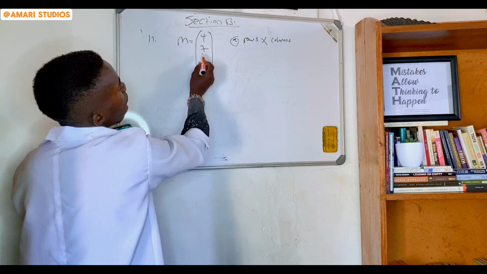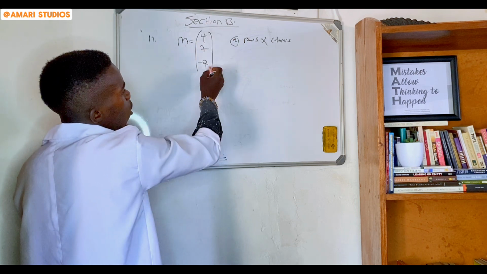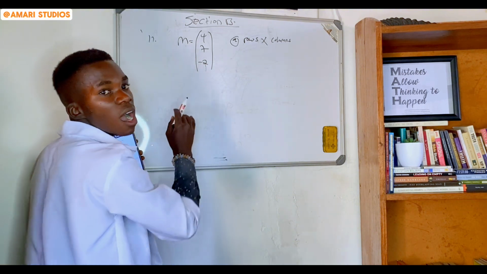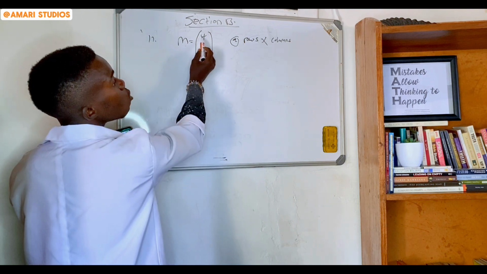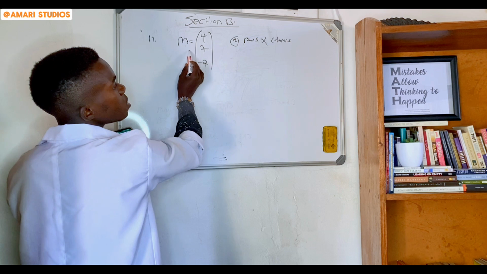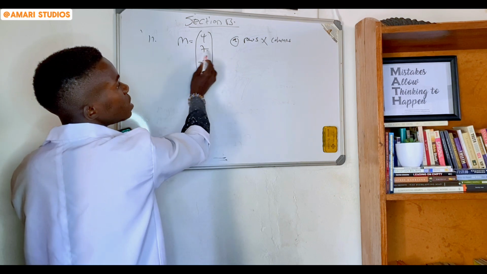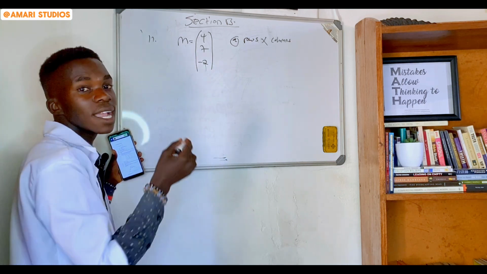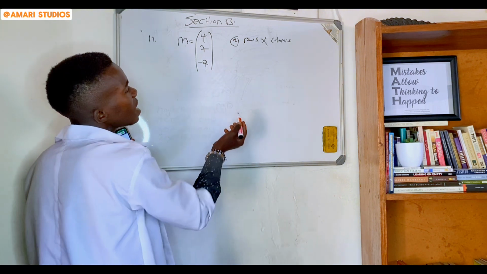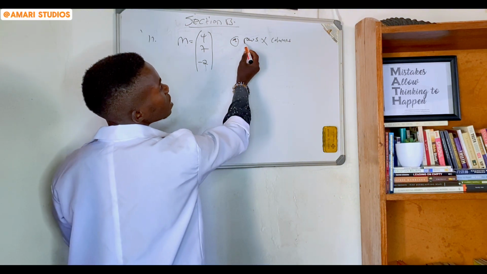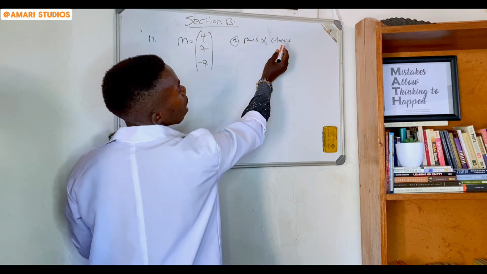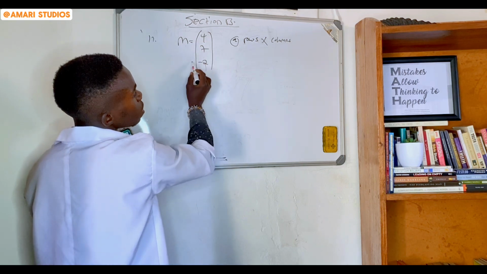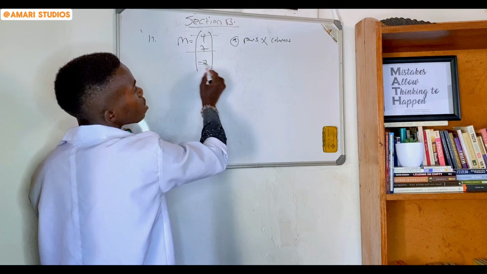Now as you can see, we only have one column. All these numbers are arranged in one column, and they are arranged in 3 rows. The first row contains 4, the second row contains 7, and the third row contains -2. The order of a matrix is determined by the rows and the columns, so we have 1, 2, 3 rows.